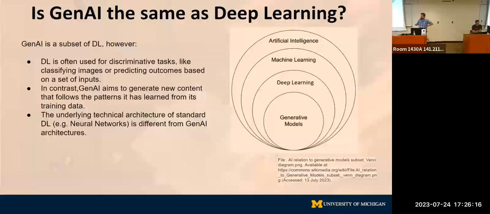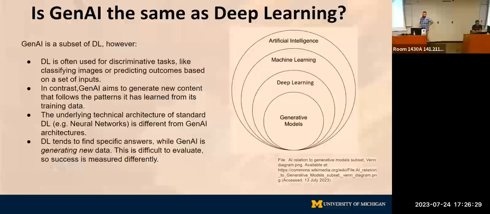The underlying technical architecture is also different, right? So it's not the same thing. A deep learning network like that interwoven network of connections that we saw before, that strange topology, is different from how generative AI works. Also, deep learning tries to answer specific questions that you can evaluate really easily. Like you can say, what's the best place to draw this line across this data, right? But there's a definitive answer. There is a line that is the best fit, right? That's an easy thing to do.